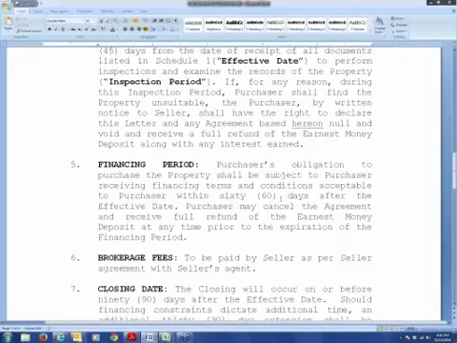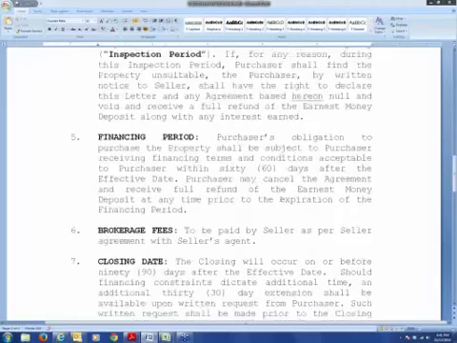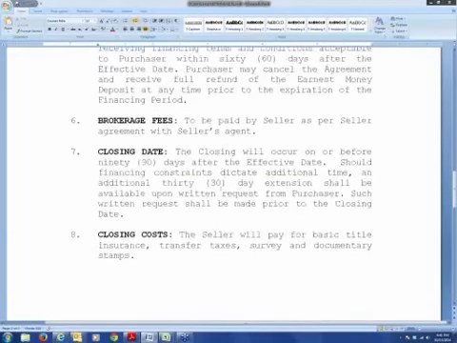Okay, so it may seem like there's only 2 weeks between the end of the inspection period and the financing period. Yeah, so what? I actually have been working for 60 days on the financing, and if I can't do this financing, I will know within 59 days. So it doesn't really matter to me. Brokerage fees paid by the seller. Closing will occur on or after 90 days after the effective date.